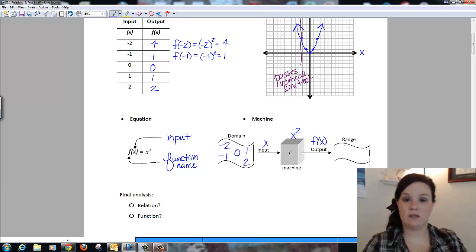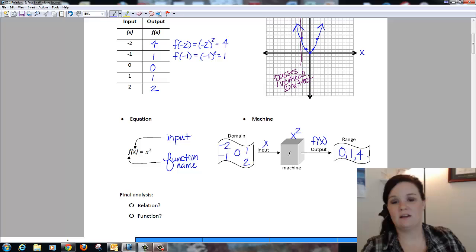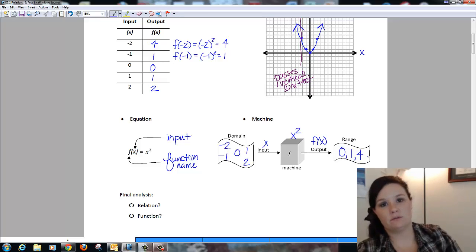Okay, and the values that we got out were 0, 1, and 4. So anyways, after we've looked at this, we're asking, does every input have exactly one output? Does every x have one y value? Negative 2 had one y value, it was 4. Negative 1 had one y value, it was 1.